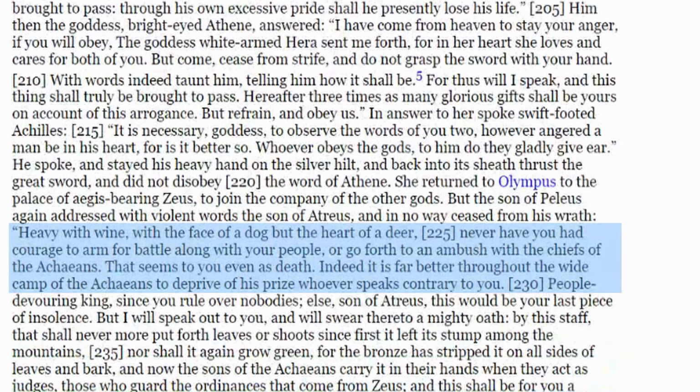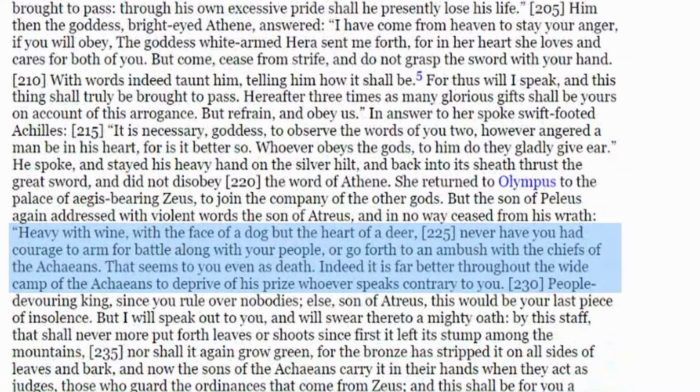If you're beautiful, you also have a beautiful soul, or you should. And face of a dog means you're ugly, and you also are ugly on the inside. So it's more of an insult in that context. Heart of a deer, you run away. You don't have courage. Not really a man. So those are 3 big insults for an alpha male to hear.